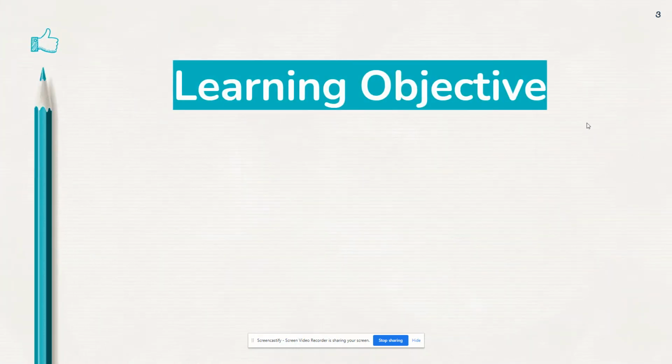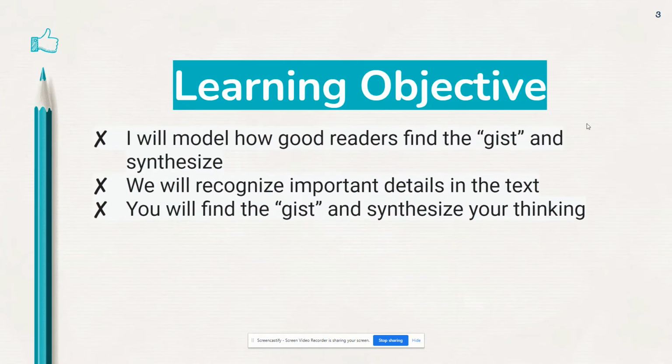Our objectives for this lesson are: I will model how good readers find the gist and synthesize. We will recognize important details within the text, and you will find the gist and synthesize your thinking.